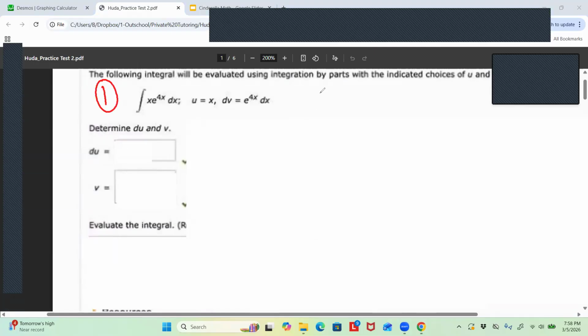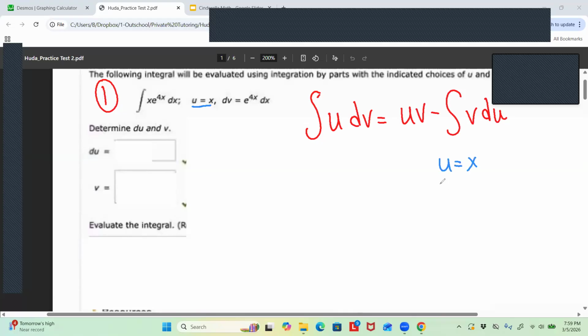And our formula for that is the integral of u dv is uv minus the integral of v du. Now, on this particular problem, they did tell us what to use for u. They said let u be x. So that makes the derivative of u 1 with respect to x. Do you need to write the 1? No, not really. And they said let dv be e to the 4x dx.